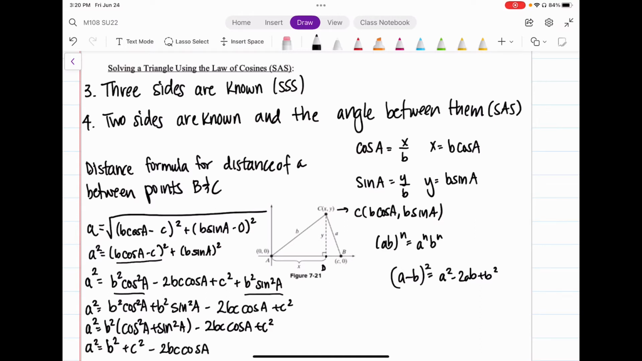And so now I can find what a is using the sides b, c, and the angle between the two of them. This formula can be duplicated for side b and side c as well.